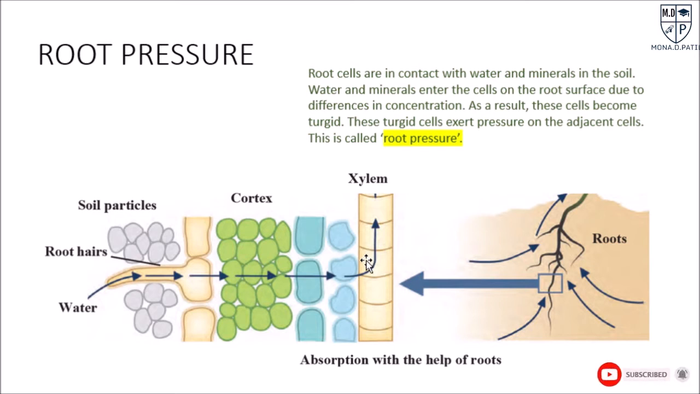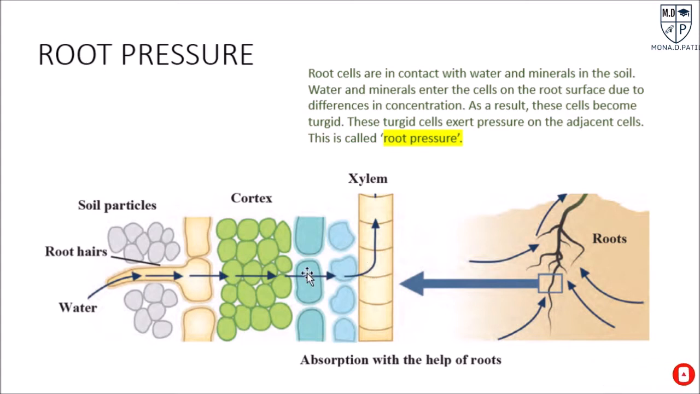So water and minerals reach the xylem of the root and reduce these differences in concentration. They are continuously pushed forward. As a result of this continuous movement, a water column is formed, which is continuously pushed ahead. This pressure is sufficient to lift the water up in shrubs, small plants, and small trees.